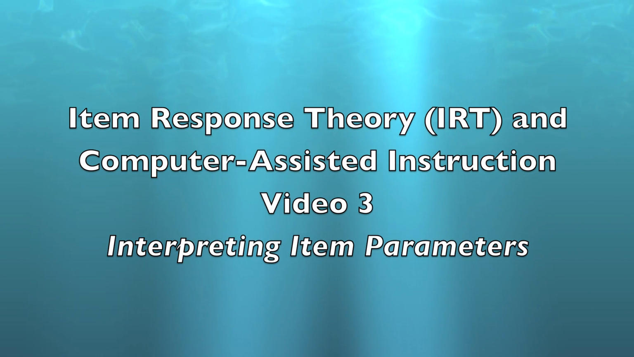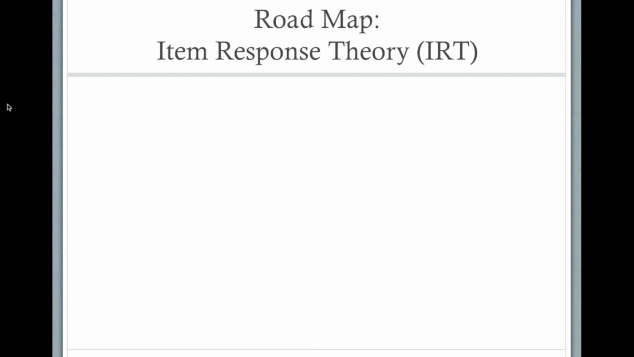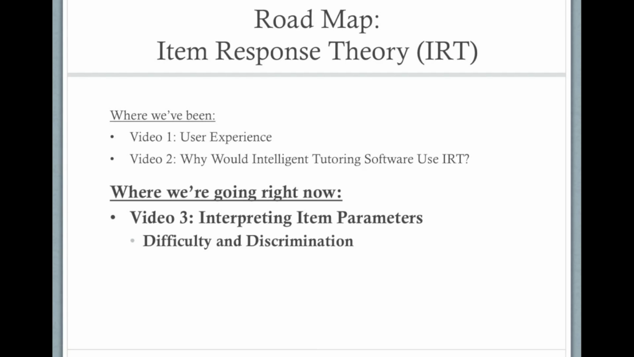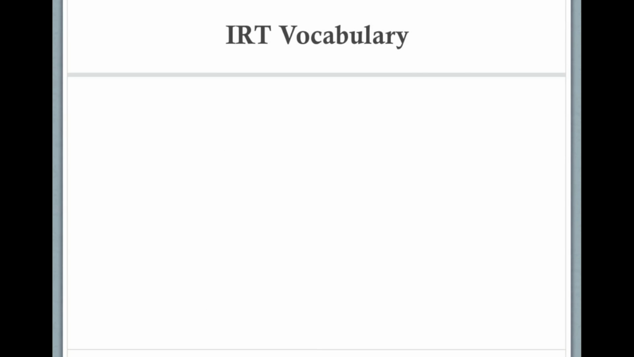Video 3, Interpreting Item Parameters. Roadmap, where we've been. The first video we looked at the user experience. In the second we answered the question, why would intelligent tutoring software use IRT? Now we're going to interpret item parameters. And where we're going later, in video 4, is putting these item parameters into action.